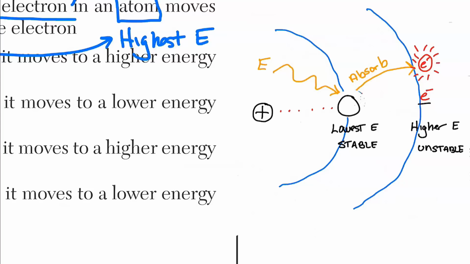and things in nature like to move back to lower positions. A rock on top of the hill moves to the bottom. Water moves from high to low. Energy moves from high to low. So now we've got something with a high energy, and it'll eventually jump back.